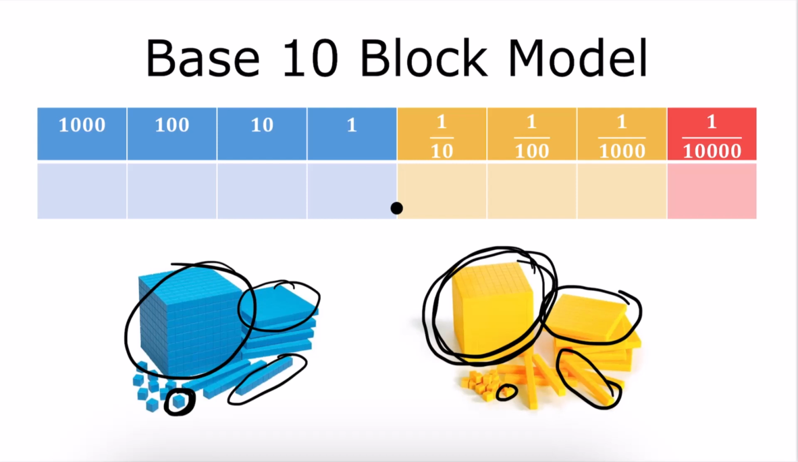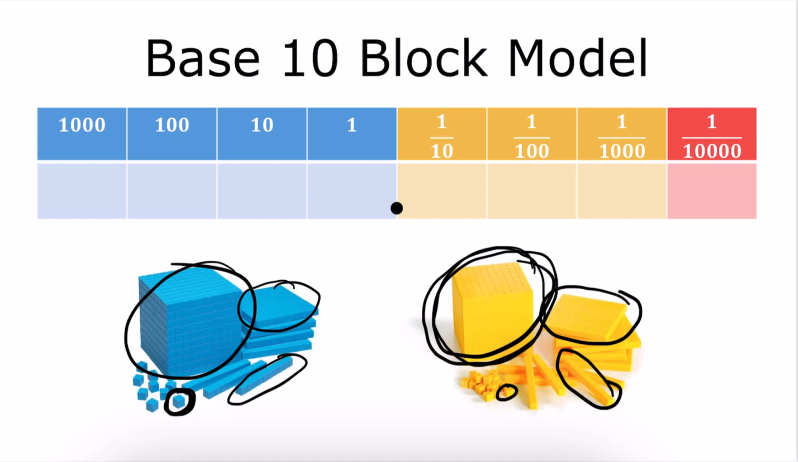And one perk of the block model is that the three-dimensionality of the blocks makes it so there's a consistent pattern in the names of the place values. So the tenths and the 10,000ths will both be represented by plates. One is just zoomed in once, while the other is zoomed in twice. And similarly, the hundredths and the 100,000ths would both be rods, the thousandths and the millionths would both be small cubes. And this pattern continues for all of the decimal place values.